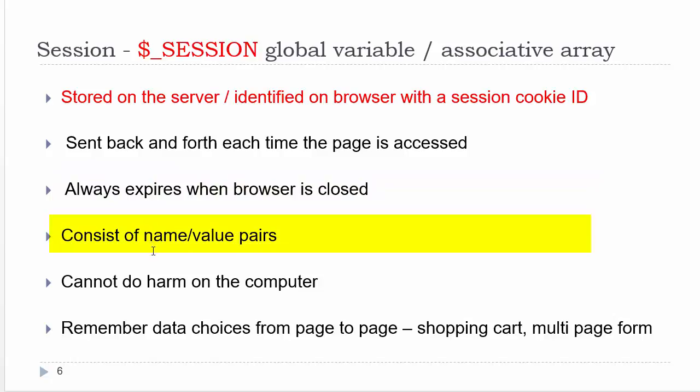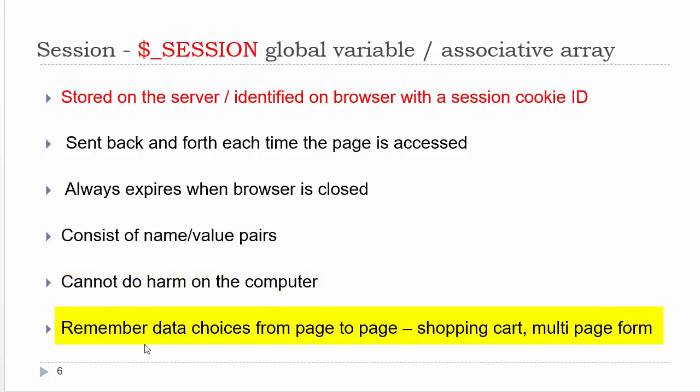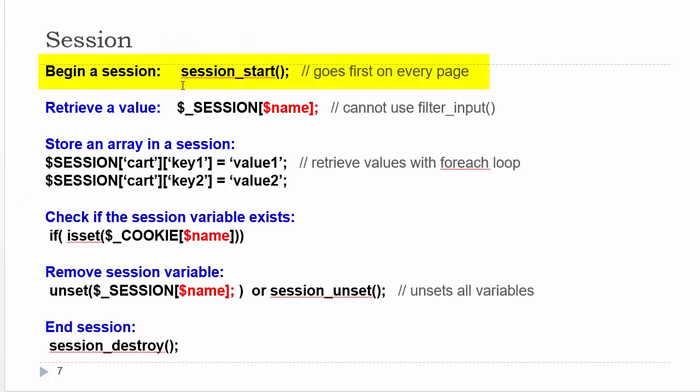Similar to cookies, the session consists of name-value pairs, cannot do any harm, and sessions are generally used for remembering data choices that are being collected from page to page, very typically in a shopping cart or a multi-page form. You begin a session with the session_start function. This needs to go at the top of every page, the beginning code on every page. You can't just put it on the first page. It needs to be on every page to continue that session from page to page.